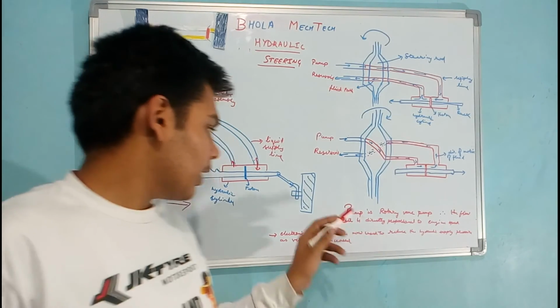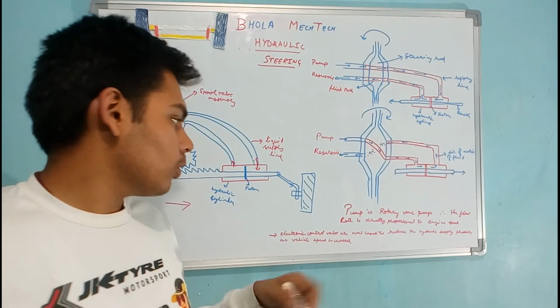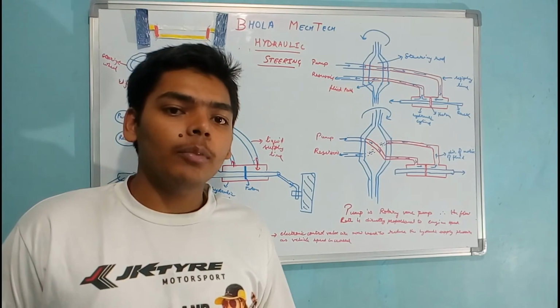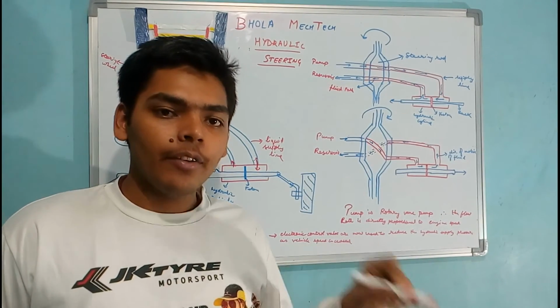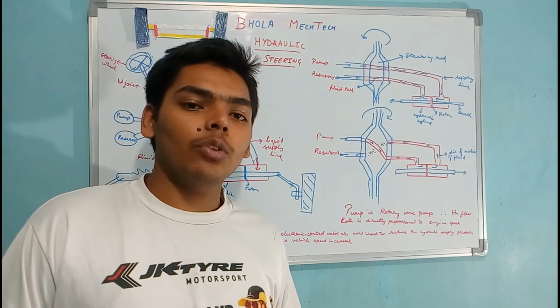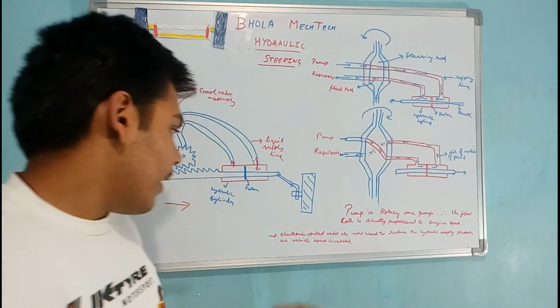So there are some key points that you must also know. The pump is a rotary vane pump and it takes drive from the engine directly by the belt drive. That is why the power steering works only when the engine is on.